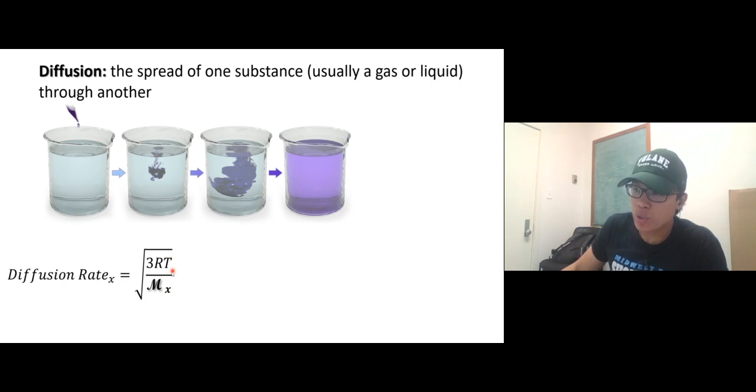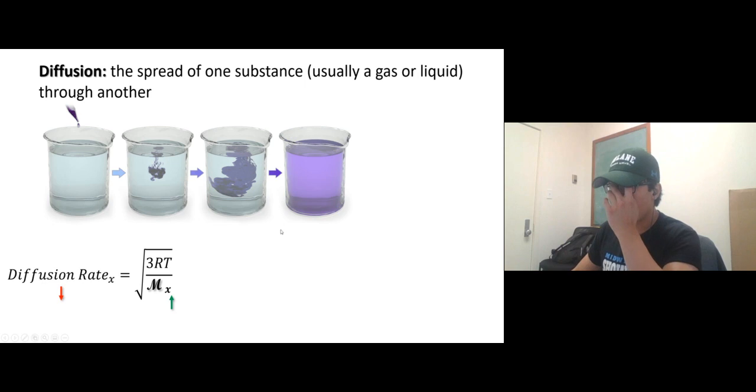Of course, temperature. You increase the temperature, you increase the rate of the diffusion, right? If you heat it up, this purple solution will diffuse faster. But the diffusion rate is inversely proportional to the molar mass of the gas. So if a gas has a high molar mass, it moves slowly. That's it. That's the whole goal, right?